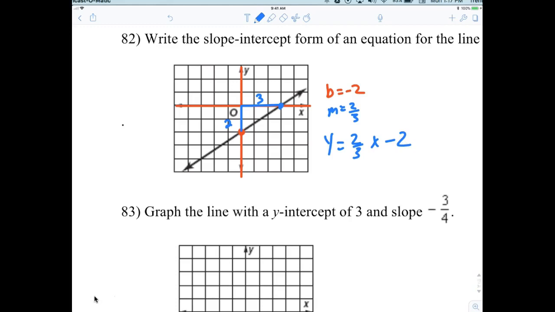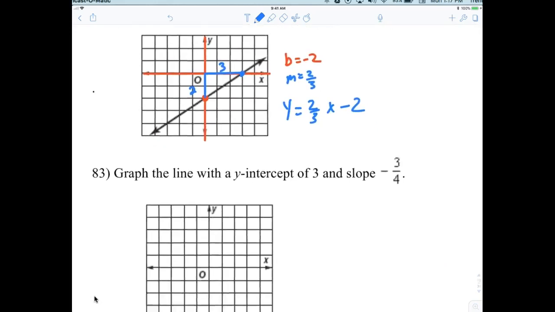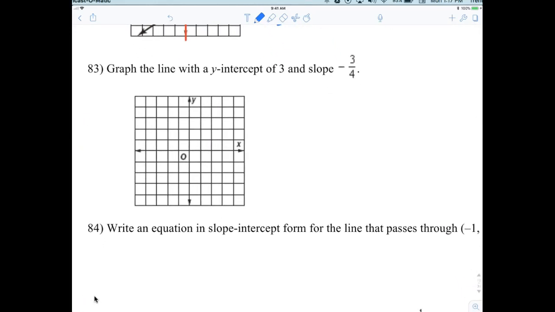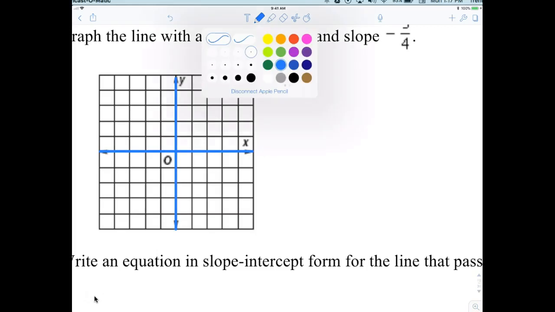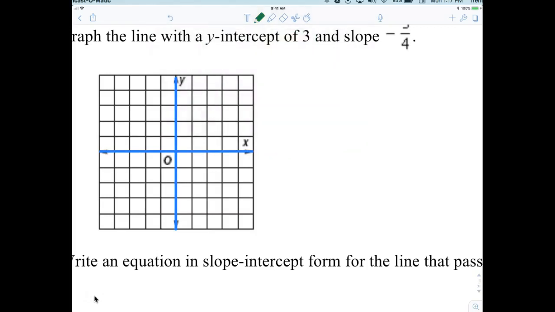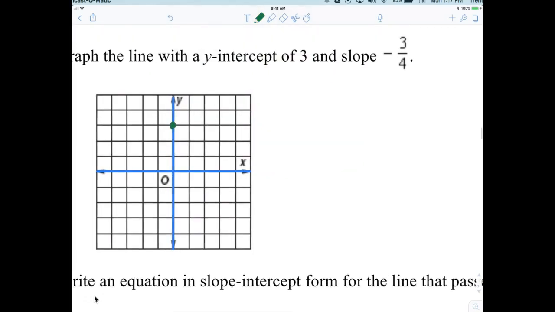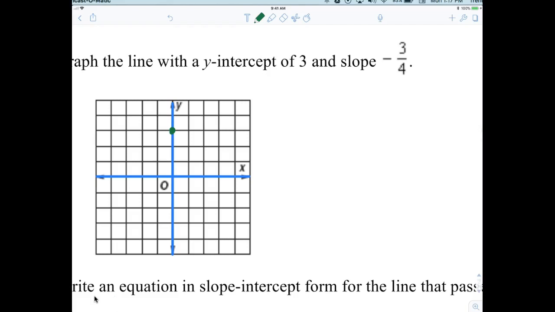Everybody okay with that? All right, 83. Y-intercept of 3, so I go up 3. Again, it's kind of hard to see, so let's write it out. If I go up 3, plot a point. Then from there I go down 3 and over 4.